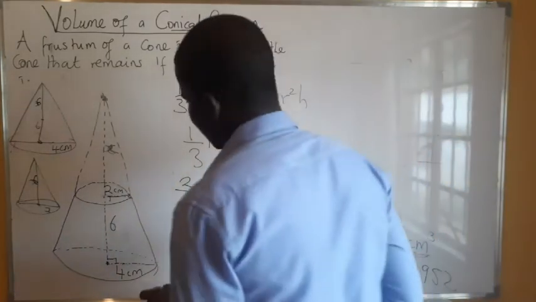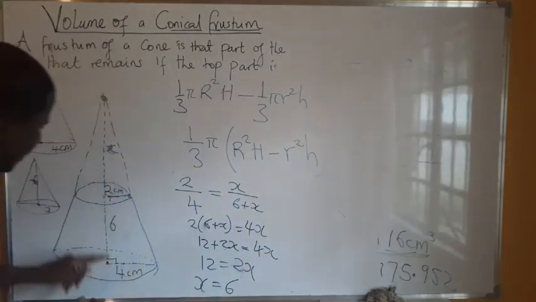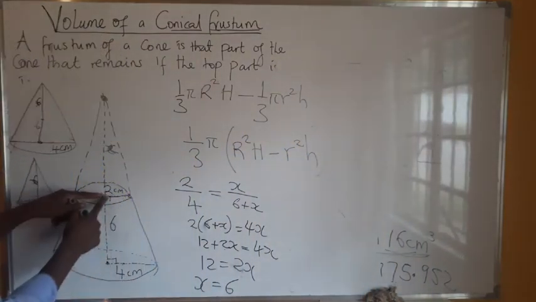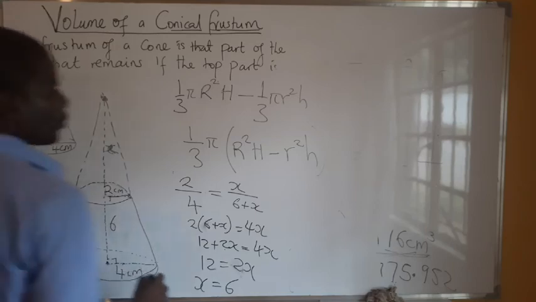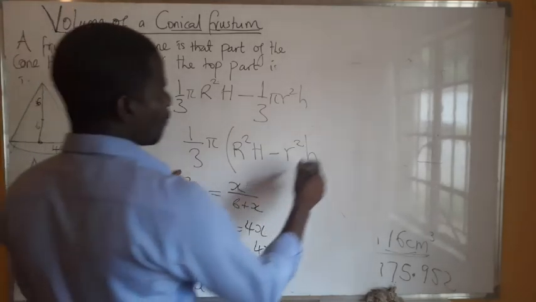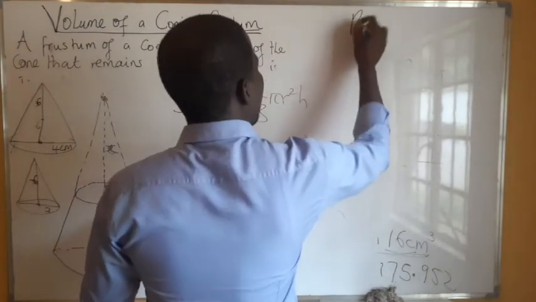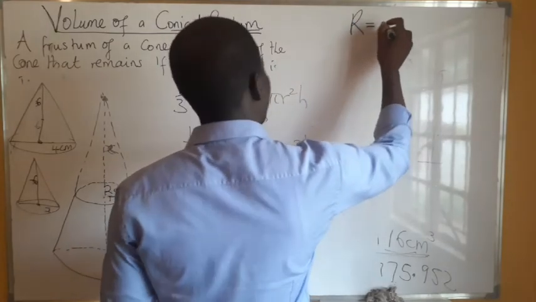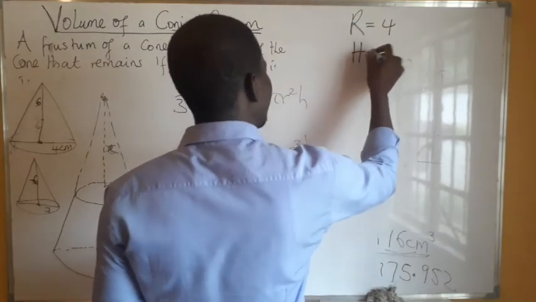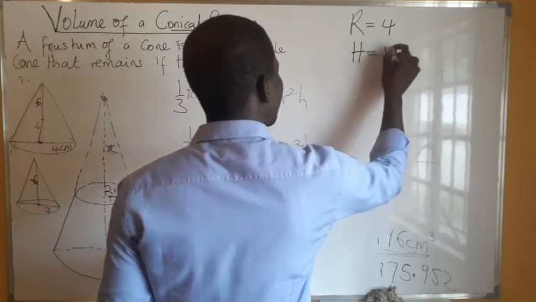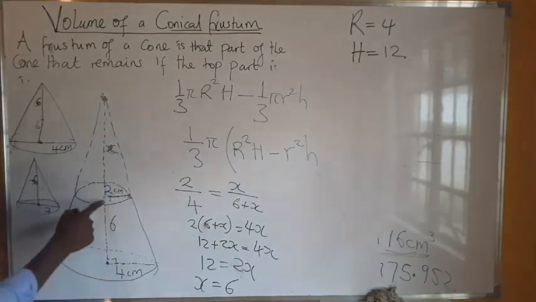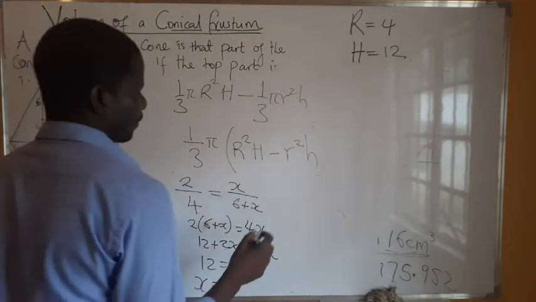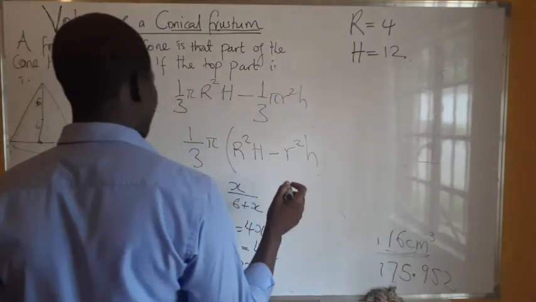It is going to be 12. Because from this part up to this one, it's 6. Then again from here up to the top part, it is 6, the value of x which we got. So now, coming back to our formula, it is 4. Then our h is 6 plus 6, which is 12. Then the radius for the smaller circle is what?